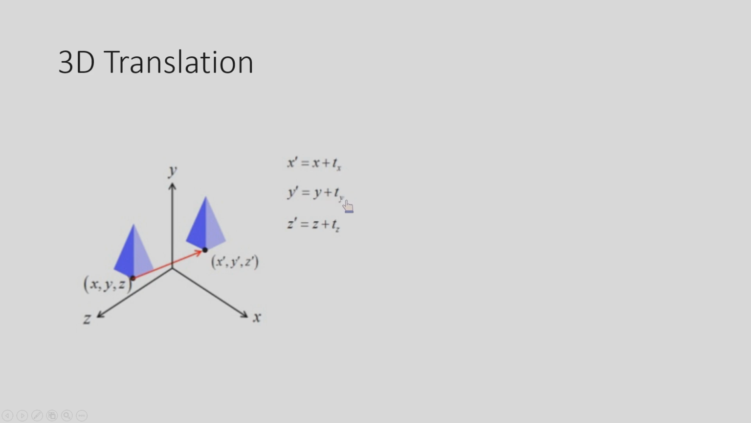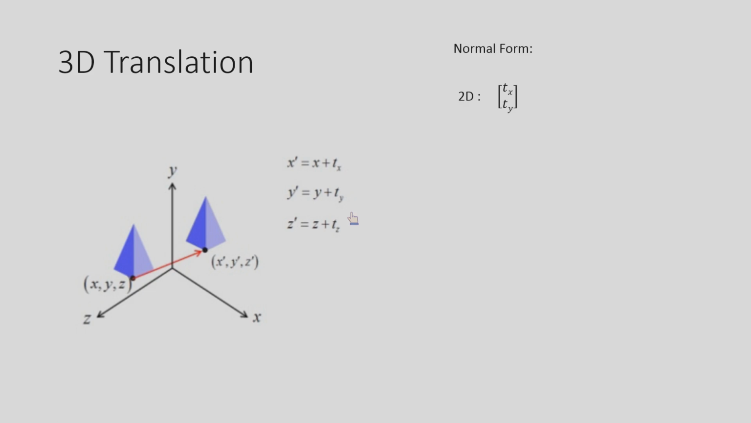Similarly, y dash was calculated by adding translation factor along y-axis, ty, to y coordinate. We just extend the two coordinate system into three coordinate system. On the same pattern we get the third equation, z dash is equal to z plus tz, where tz is the translation factor along z direction. So using these three equations, we can find out new values of the coordinates of the point, x dash, y dash and z dash, and of course all the defining points will be applied the same transformation.